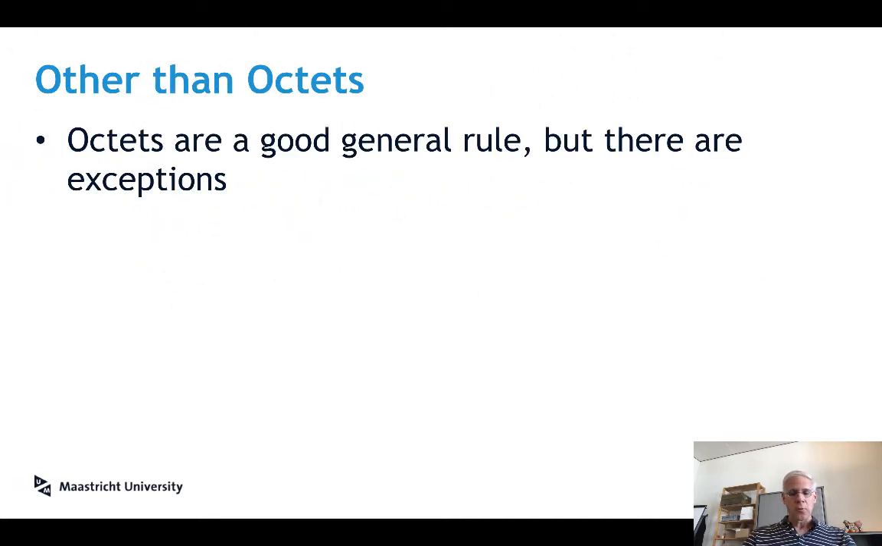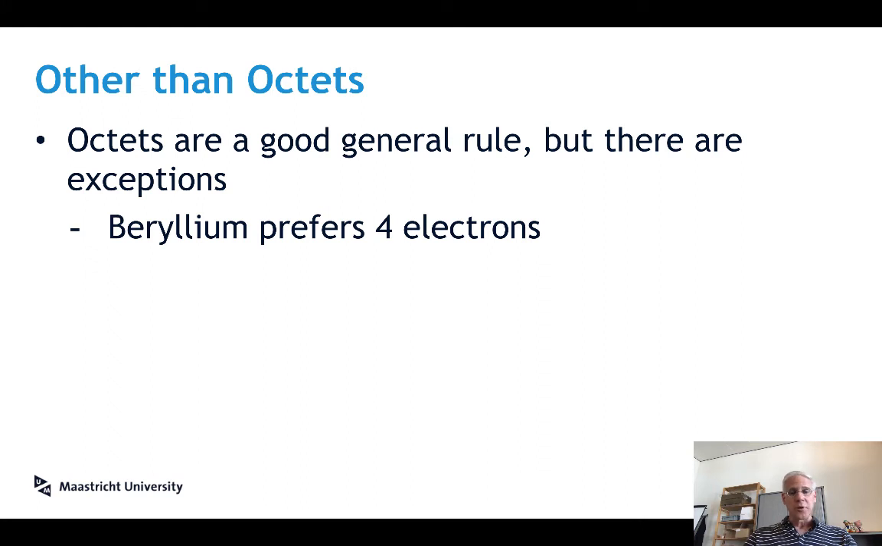Now, once in a while, we get to molecules where we have lots of electrons, and we end up with more than 8 electrons. When we follow the rules for dot structures, we end up with more than 8 electrons on the central atom. And for some atoms, that's just fine. This idea of an octet around an atom is a good general rule, but we do have some exceptions. Beryllium prefers 4. Boron prefers 6. So these are elements that prefer less than the octet.